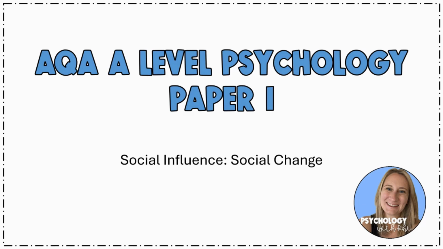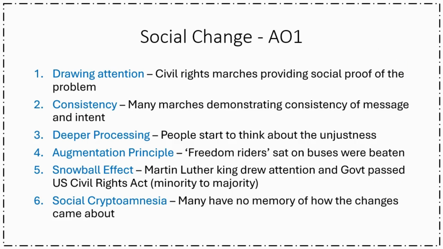This revision video focuses on the social change section of the social influence topic. So there are a few processes that society goes through in order to bring about social change. The first one is drawing attention to the issue, and I've used the civil rights movement here to demonstrate what I mean. So civil rights marches, civil rights campaigners, a few individuals initially started to draw attention to the issue through protests and marching and getting people's attention.